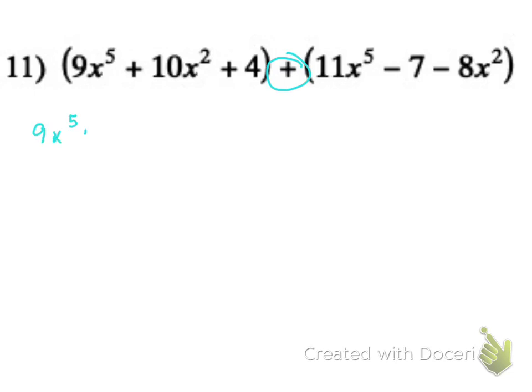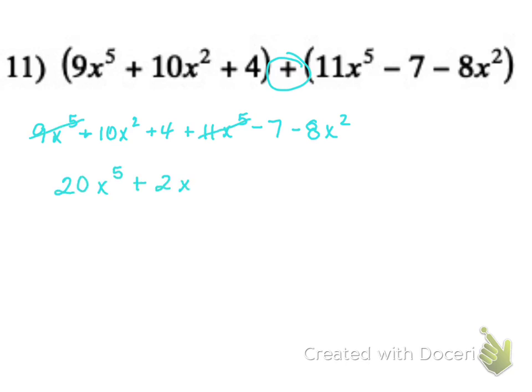Again, I'm adding. So the first part and the second part of parentheses stays the same. Now I just need to combine like terms. So highest power is to the 5th. 9 plus 11 gives me 20. Then I have x squared. 10 minus 8 is 2. And then 4 minus 7 is -3.